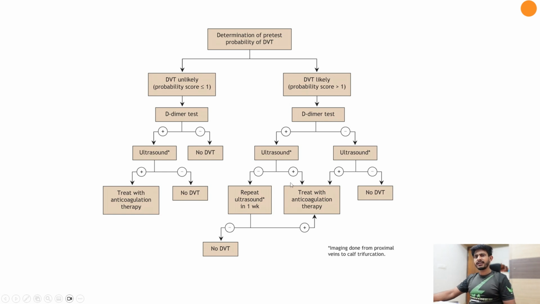If the D-dimer is negative here, unlike when the DVT score is less than or equal to 1, we still have to do an ultrasound. And if it's positive, we treat with anticoagulation therapy. And if it's negative, we rule out DVT.